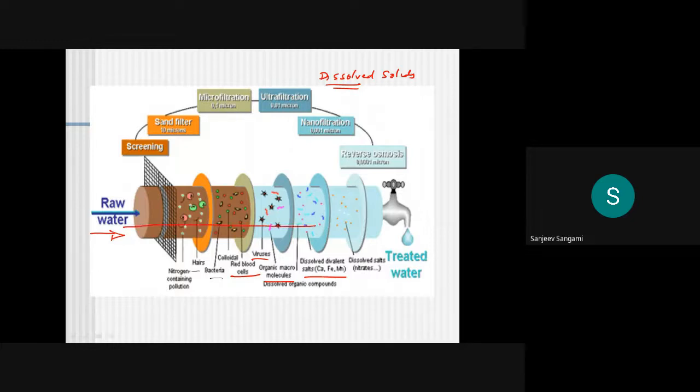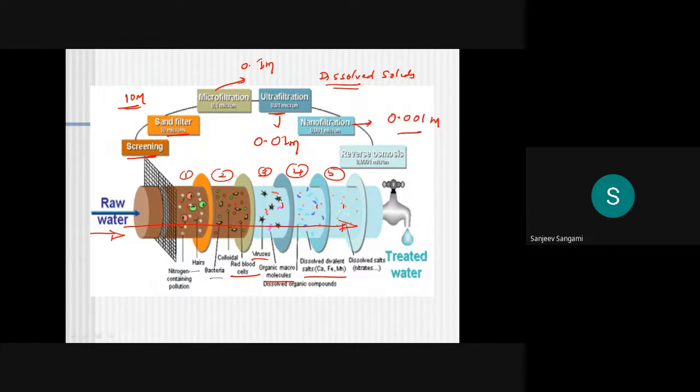Here there are many screens, starting from 1, 2, 3, 4, 5, and the pore size is very small, and they are made of different materials. It starts with the screens, then the sand filter with a pore size of 10 micron, then microfiltration of 0.1 micron, then ultrafiltration of 0.01 micron, and nanofiltration of 0.001 micron.